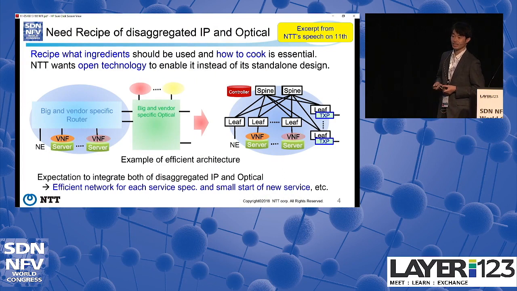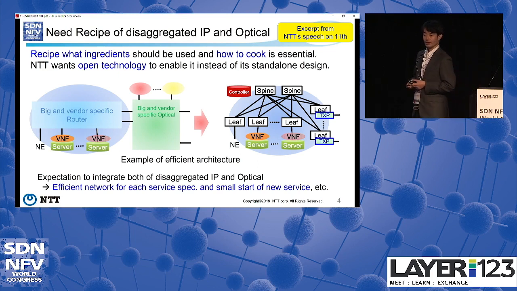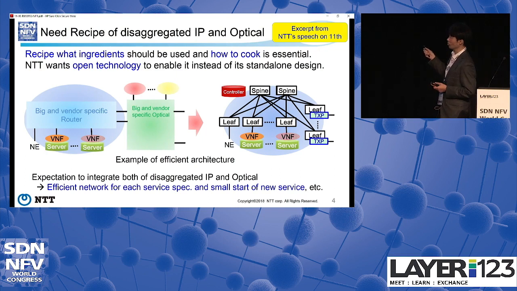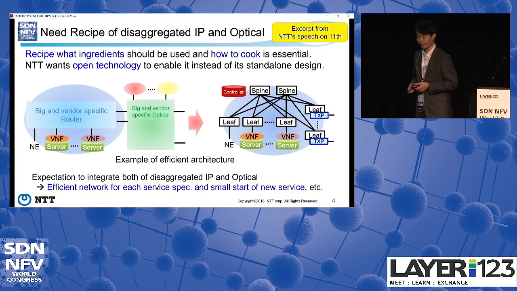This is the architecture of the disaggregated image. Now we are using big vendor-specific routers and vendor-specific optical equipment. After disaggregating IP transport, the image is like this, using management of this equipment, so we can introduce this fabric. Not only IP transport, but we also want to disaggregate optical. So this is just one idea: instead of only a switch as a border leaf, we use a white box switch including a transponder. So we believe we can make a small start service.